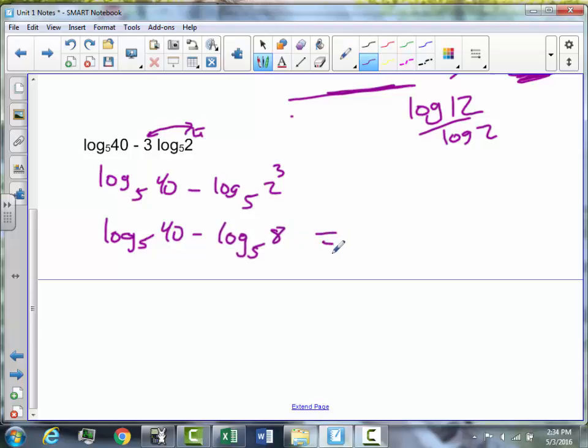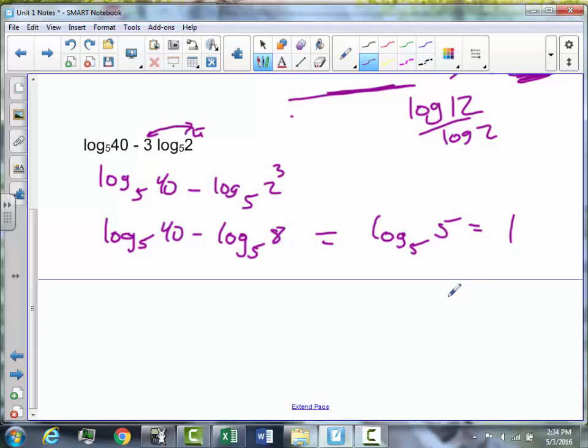Okay. So now I say now divide. So what is 40 divided by 8? Okay. So now we have the log, still base 5 of 5. And I don't think you need a calculator for that. How many 5s are in the number 5? Ta-da!